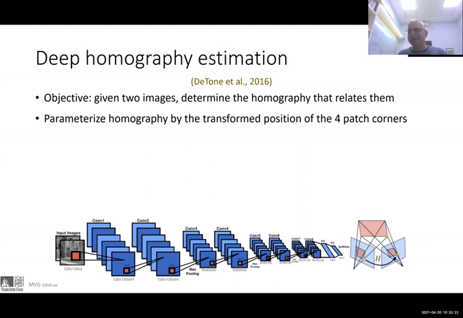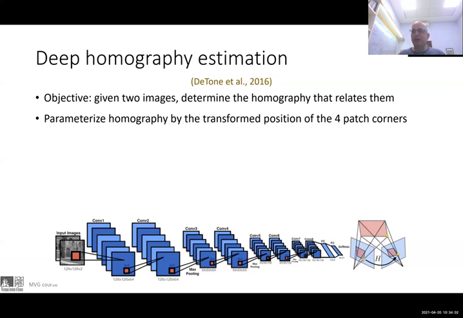A simple way is to simply think about the matrix. We want to estimate the entries of the matrix. We have 9 entries up to scale. We can estimate either all the 9 entries or just 8 of the entries and assume that the last entry is 1, okay? They didn't choose to do that. Instead, they chose 4 points on one image and estimated the positions of these 4 points in the second image.